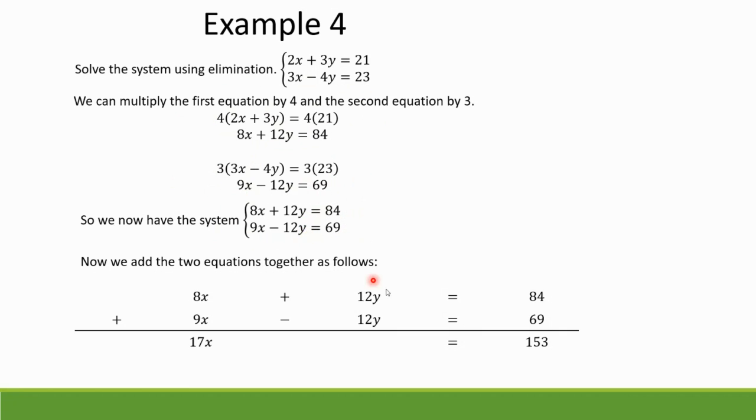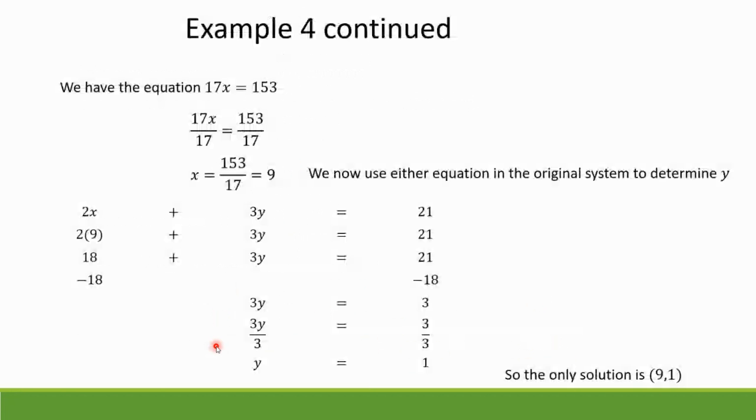Now, if we were to add these, as I'm doing here, these 12y's are going to vanish. The 8x and 9x, you add, you get 17x. Here, 84 plus 69 is 153, as you can see. So 17x is 153. So by multiplying then adding, one of the variables is gone, and we're in the situation where we have an equation with only one variable to deal with. This is that equation: 17x equals 153.